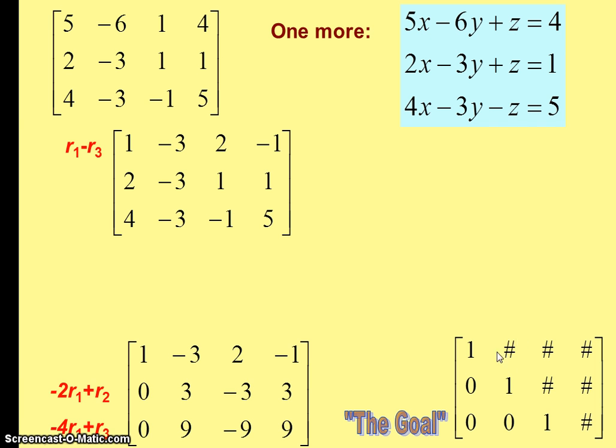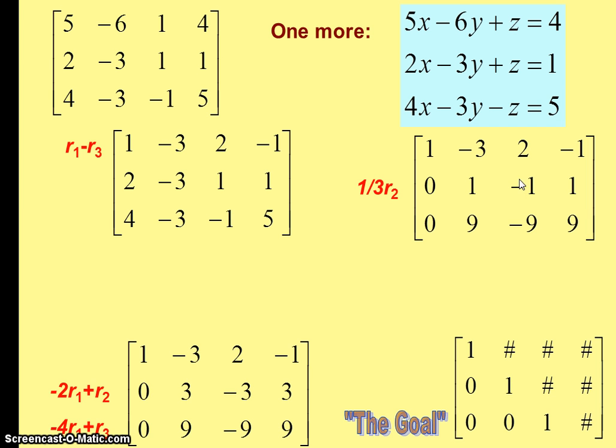Now that I have my first column like it should be, I'm going to work on my next column. And remember, this one up here, we don't care what it is, we just want to start with working on this entry right here to be a 1. Right now it's not a 1, it's a 3. So to make it into a 1, the easiest way I can see is to divide everything by 3. Same thing as timesing by 1/3. So if I take 1/3 times row 2, it's going to change every entry in that row. Everything in row 2 just got divided by 3, so it became this right here. And so I have my 1, which is in my goal.